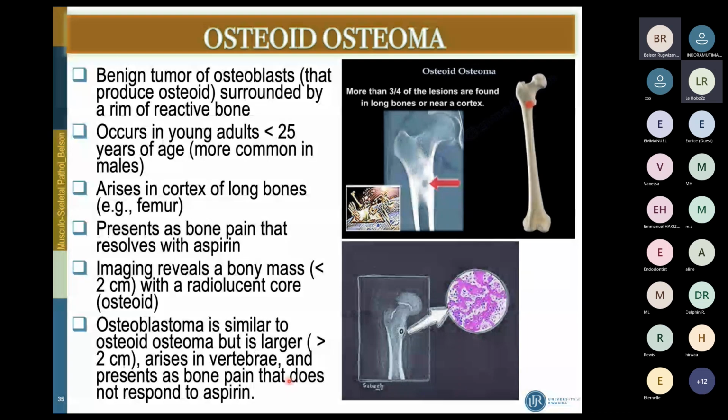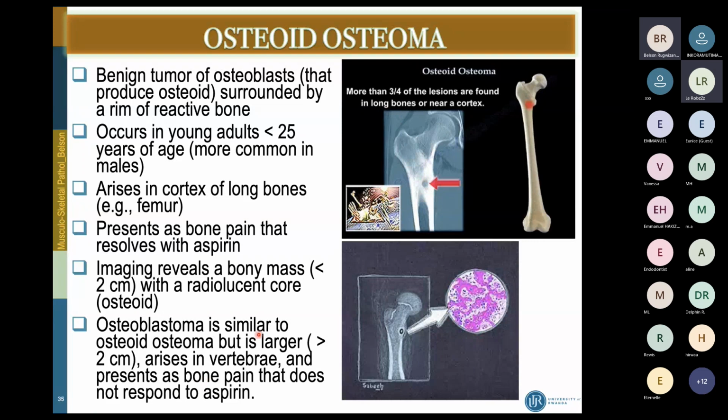So osteoma ni osteoma but which forms too much osteoid. Osteoid twabonye ko ikorwa na osteoblasts. So osteoblasts zikora osteoid. Osteoid rero ni za fibers, collagen fibers there. Occurs in young adults less than 25 years, usually in men, arises in the cortex of long bones. Presents as bone pain that resolves with aspirin. Imaging reveals a bone mass. Bone mass are less than 2 centimeters with a radiolucent core, osteoid. So it is being shown here.